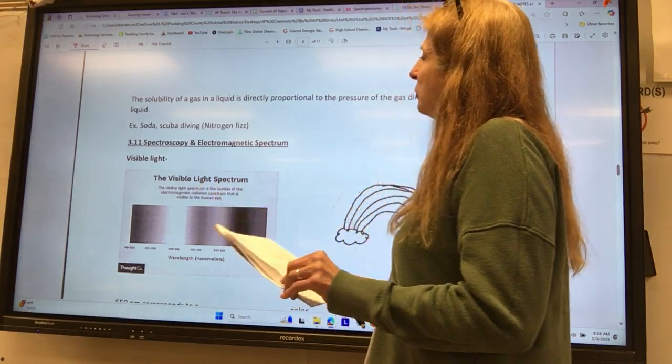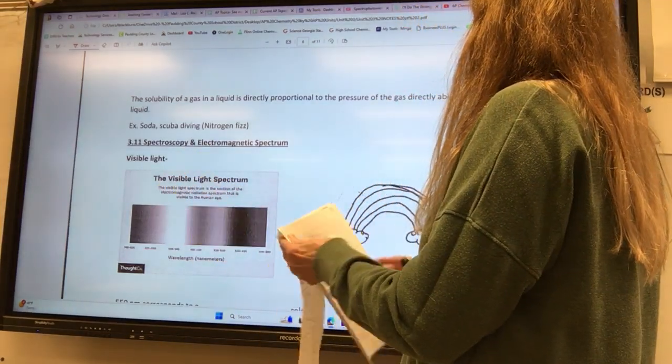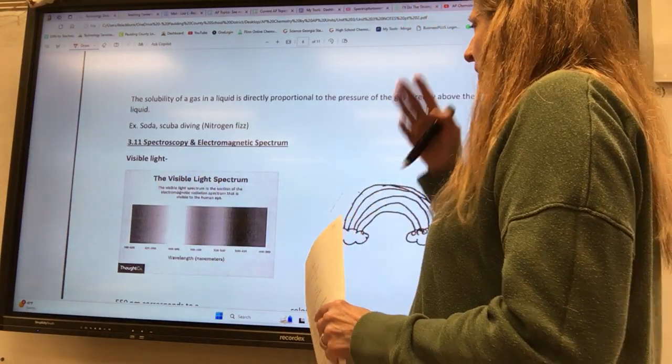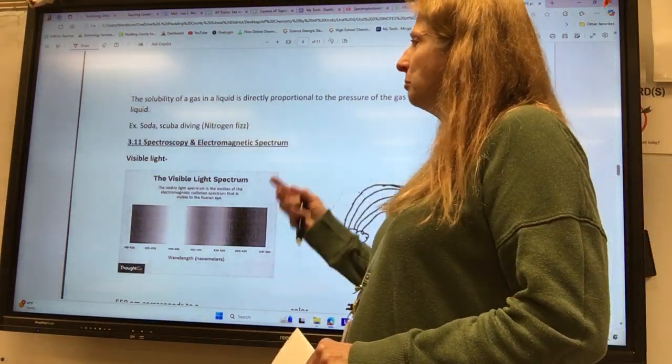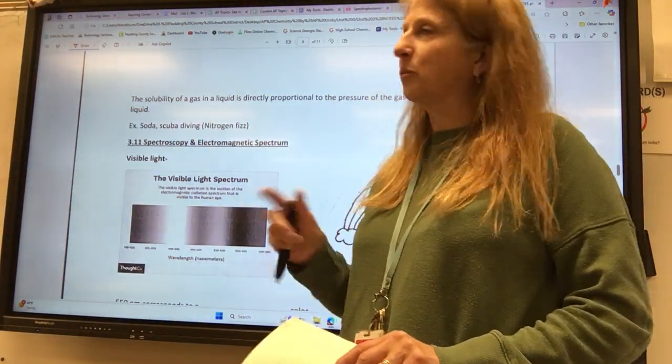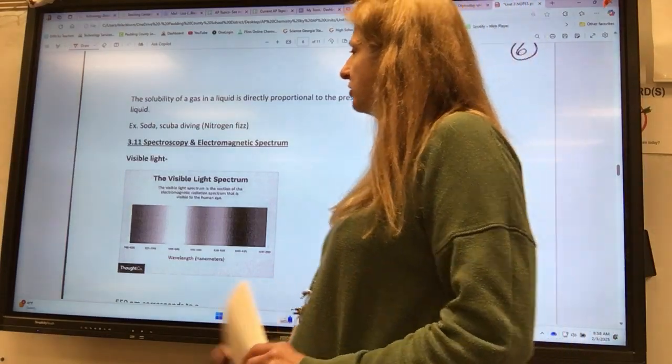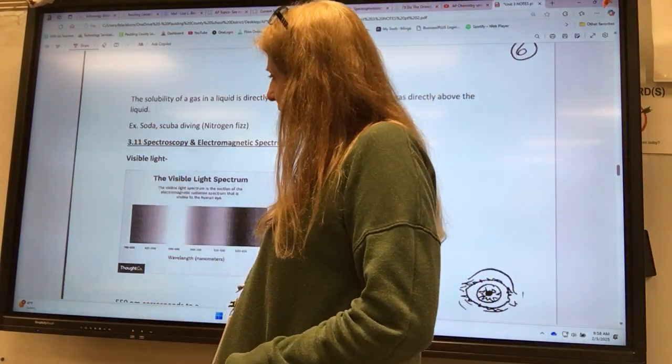Okay, Henry's Law. Solubility of gas and liquid is directly proportional to the pressure of the gas directly above the liquid. So that is Henry's Law from the other page. It's just more pressure. It's why we put Coca-Cola under pressure. So example is soda, like Coca-Cola.